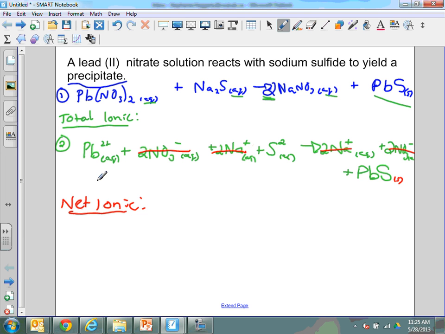For my net ionic, now I just put what I'm left with. So I've got lead 2 ions and sulfide ions, which react to form solid lead 2 sulfide. Okay, you want to check that your charges balance at the end. This charge on this side is 0. Here I've got positive 2, negative 2, which add to give me 0.